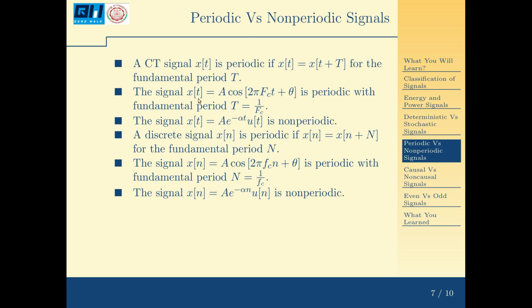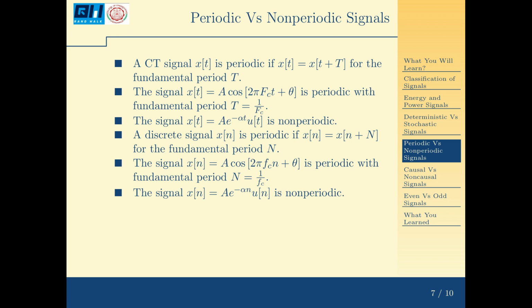Suppose you look at the signal, I have the signal x(t) is a cosine signal A cos(2 pi fc t plus theta). This is periodic with the fundamental period 1 by fc. After that, it will repeat itself. Suppose I look at the exponentially decaying signal like x(t) equal to A e raised to minus alpha t u(t). This is a non-periodic signal. This is an exponentially decaying signal. You won't see any periodicity in it. It's a non-periodic signal.